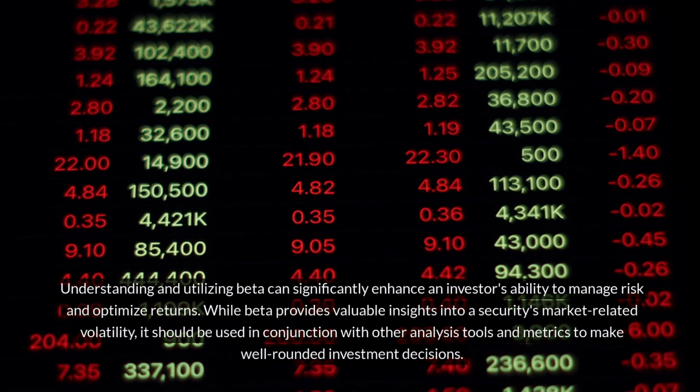Understanding and utilizing beta can significantly enhance an investor's ability to manage risk and optimize returns. While beta provides valuable insights into a security's market-related volatility, it should be used in conjunction with other analysis tools and metrics to make well-rounded investment decisions.